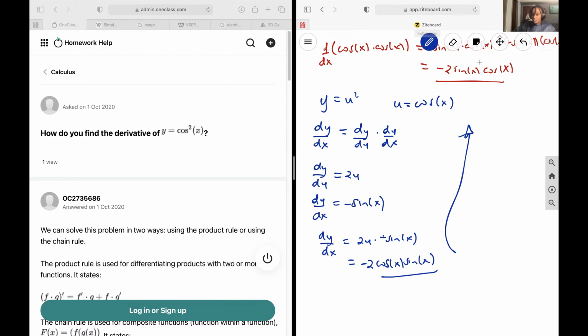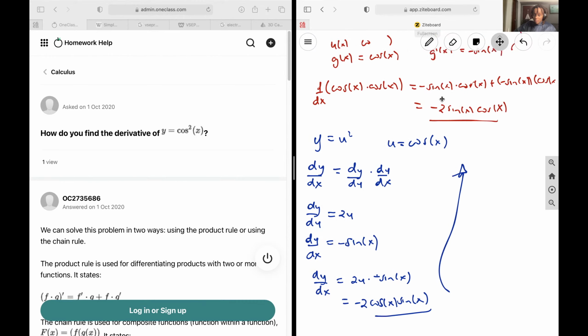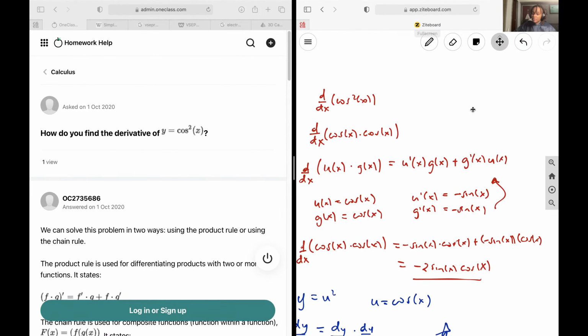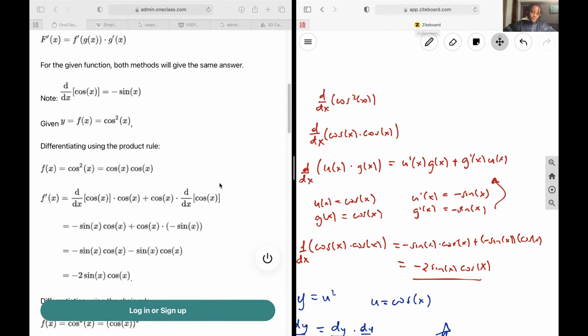So the second method is a bit easier if you know typical rules when it comes to derivatives. If you're still in the early chapters of derivatives and you're just finding out how to do them, then you use the first method. And that's it for this question.